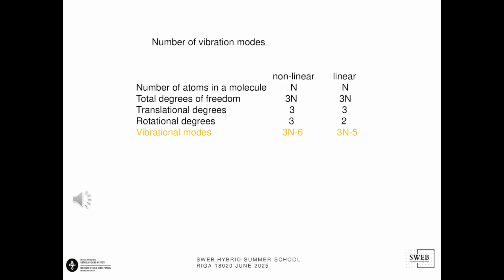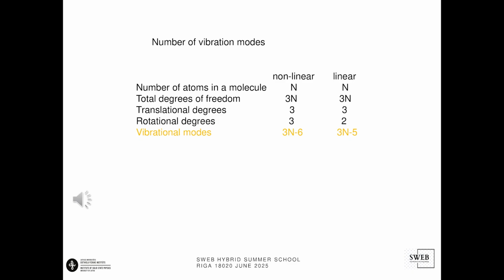Only two-atom molecules have one vibrational mode. Polyatomic molecules will contain many vibrational modes. For nonlinear molecules with n atoms, the number of vibrational modes is given by 3n minus 6. For linear molecules, 3n minus 5. Not all vibrational modes can be detected using Raman spectroscopy.